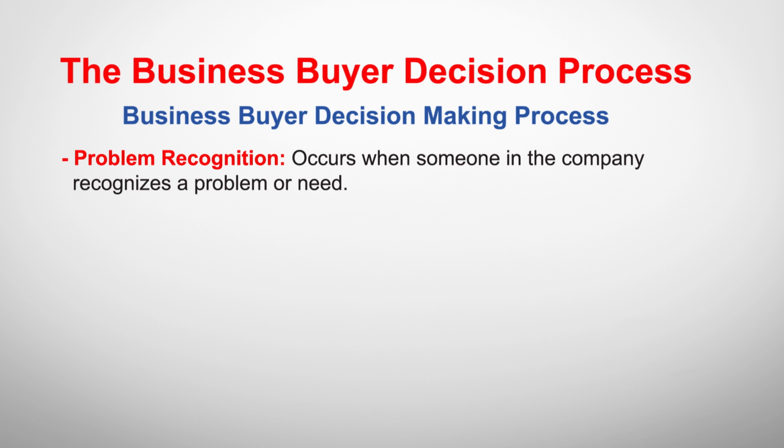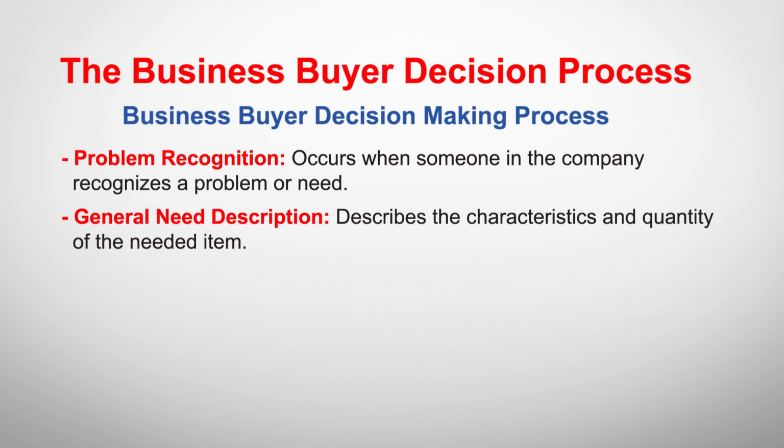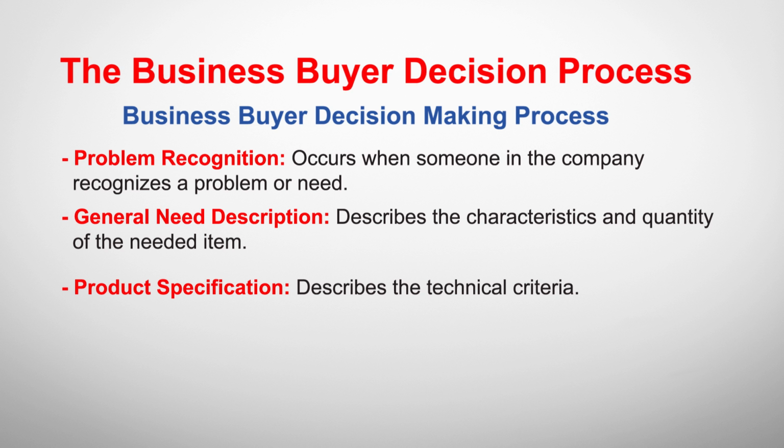When we know that there is a need, we start to write a general need description, which describes the characteristics and the quantity of the needed item. After that, we specify the product, which describes the technical criteria of the product. So now we know what we need and we have written a detailed specification for it.